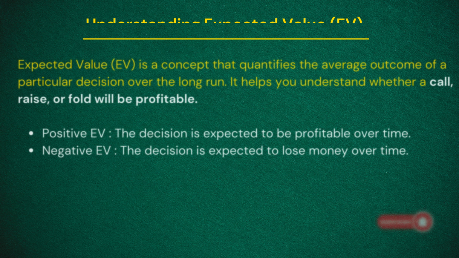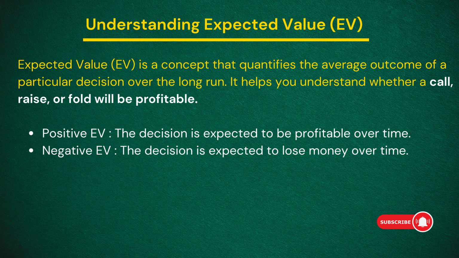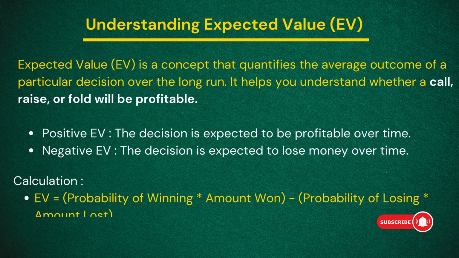Understanding expected value, EV. Expected value is a concept that quantifies the average outcome of a particular decision over the long run. It helps you understand whether a call, raise, or fold will be profitable. Positive EV: the decision is expected to be profitable over time. Negative EV: the decision is expected to lose money over time. Calculation: EV equals probability of winning times amount won, minus probability of losing times amount lost.